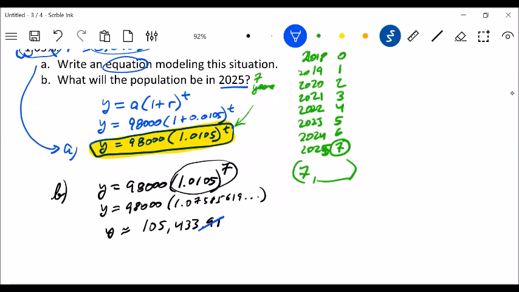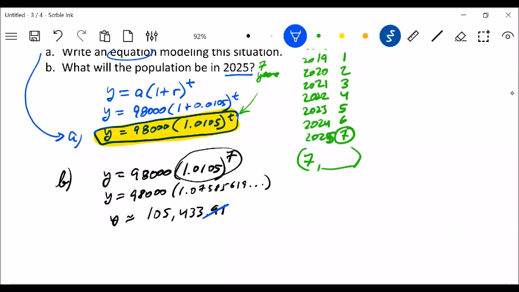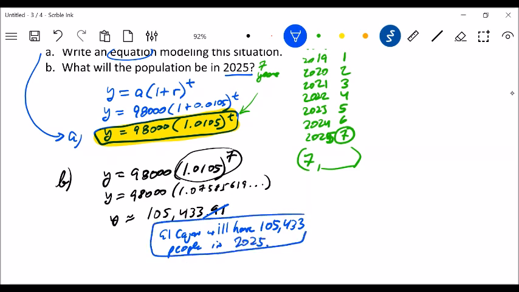Therefore, you can't use any decimal at all. So we would say El Cajon will have 105,433 people in 2025. All right, great. That's showing with population how you can use the growth formula to get with a rate and with an initial amount. You can make an equation and then you can solve it for any number of years.